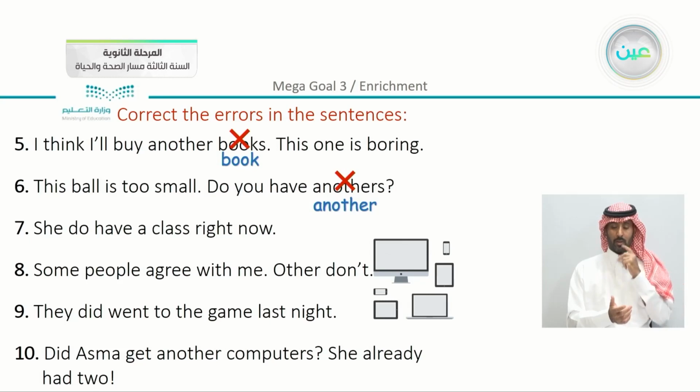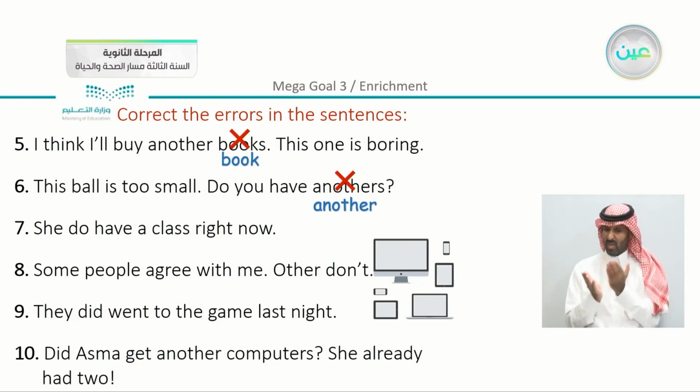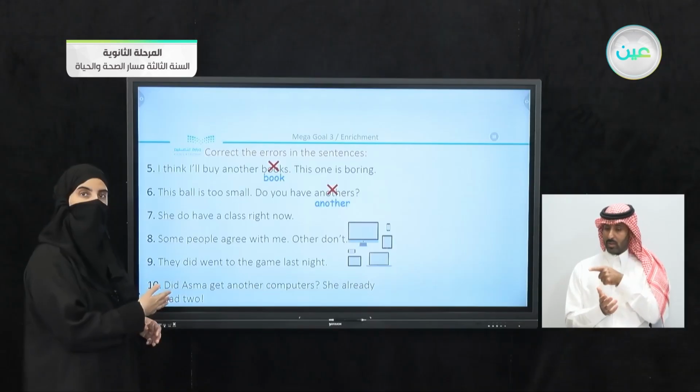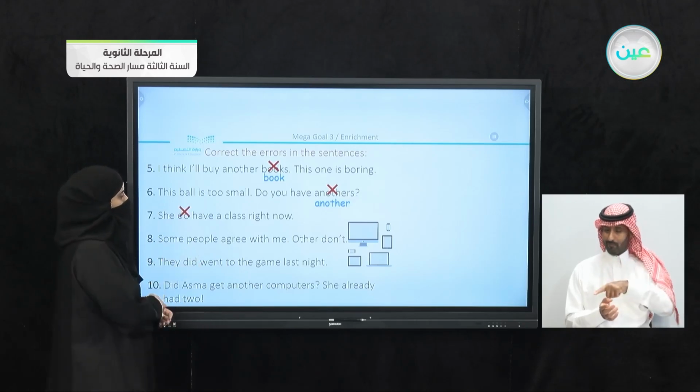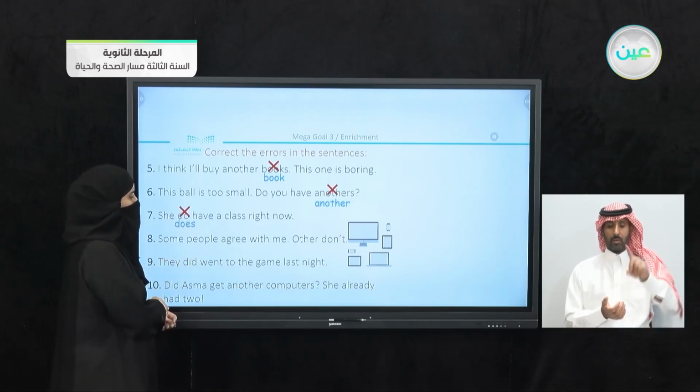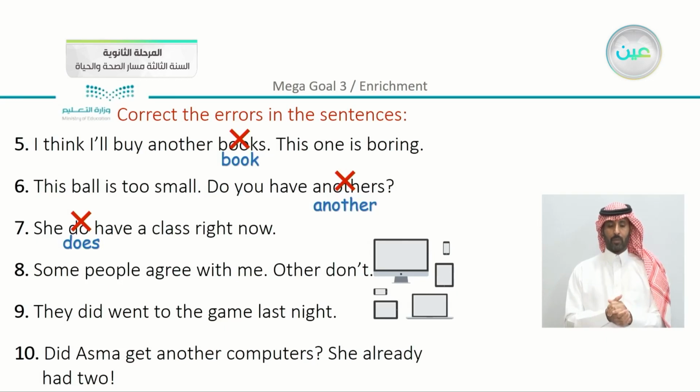She do have a class right now. Now the pronoun she. Is it correct to use do with it? We can say that this one is incorrect. We have here does. Some people agree with me, other don't. Of course, other is incorrect. We have here the word others.